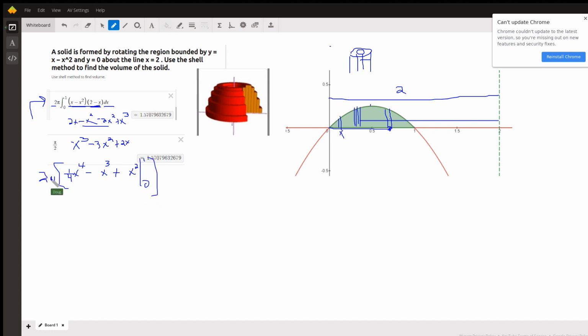Okay, and that's where the pi over 2 comes from. Because if you put in 1 for x, you get 1/4. 0 for x, you get 0. So it's 2 pi over 4. Pi over 2. There you go.